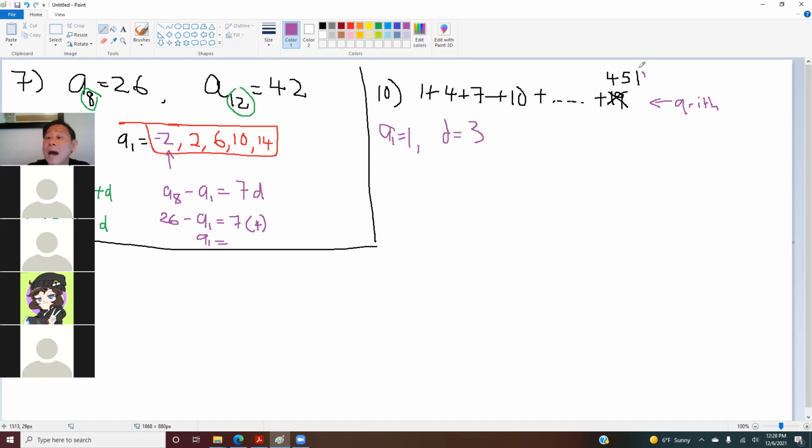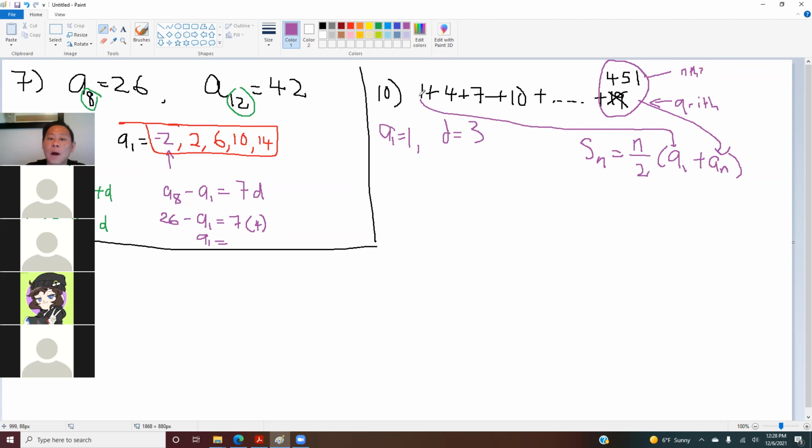Now we know the last term, which is 451, not 19, 451. So we can use the formula Sn equals n over 2 times (A1 plus An). Now the good news is we know the first term, which is 1, and we know the last term, which is 451. So the only missing part that we don't have is the n. So how do you figure out the n here? That means, what term is 451? This is 1, this is 2, this is 3, 4, 5, 6, 7, 8, 9, 10, and we need to figure out what term 451 is.